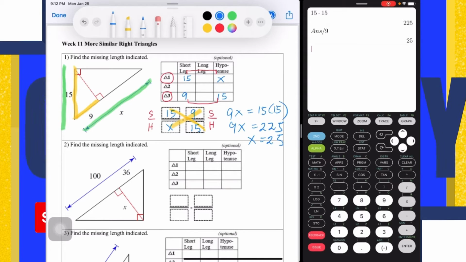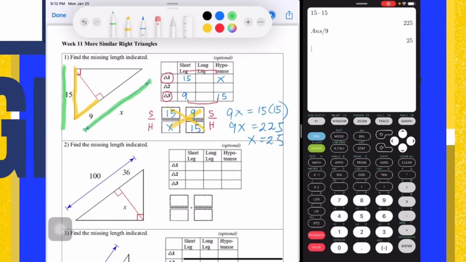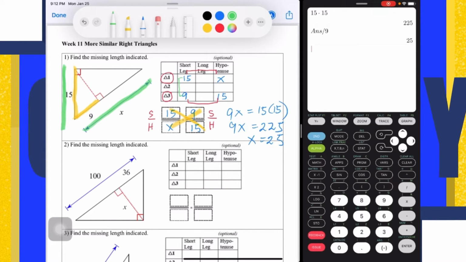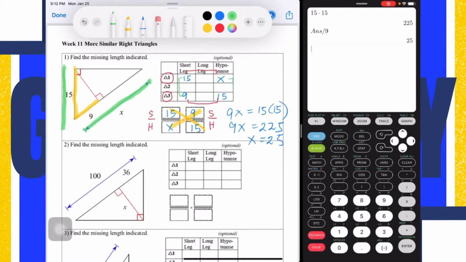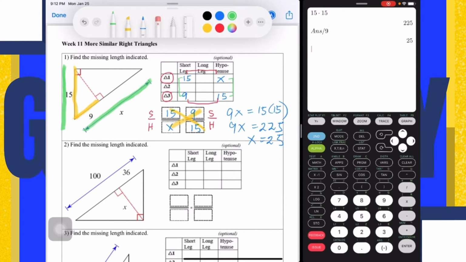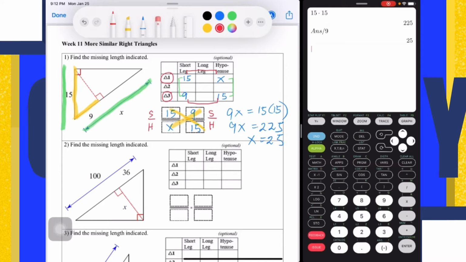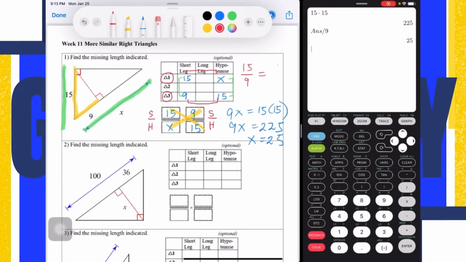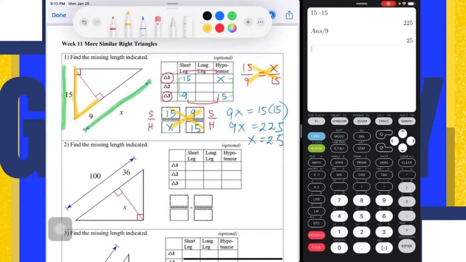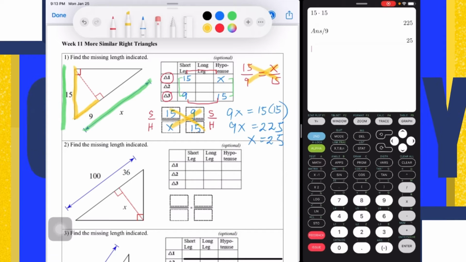Now, if you would like to set up your proportion by comparing corresponding sides, meaning short leg to short leg from triangles 1 to 3, and hypotenuse to hypotenuse from the same triangles 1 and 3, that's perfectly fine. So let's go ahead and set up the ratio. 15 over 9 is the same as x over 15. Now, applying the cross product rule, you will end up with the same answer. So either way, whatever you're comfortable using in setting up your proportion, that's perfectly fine.